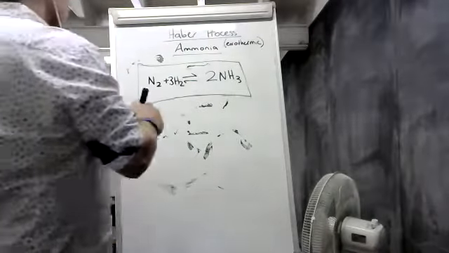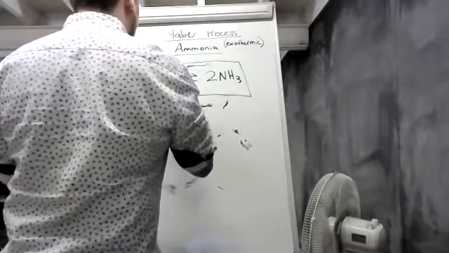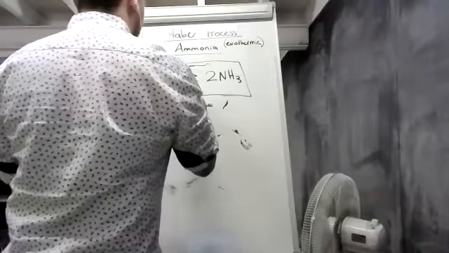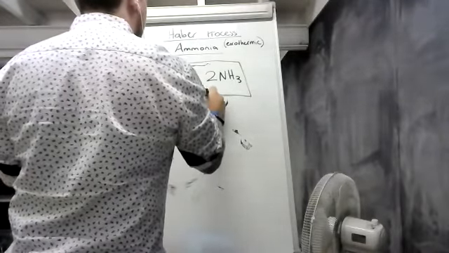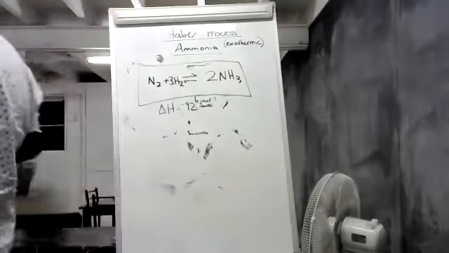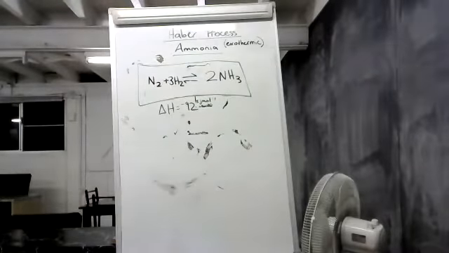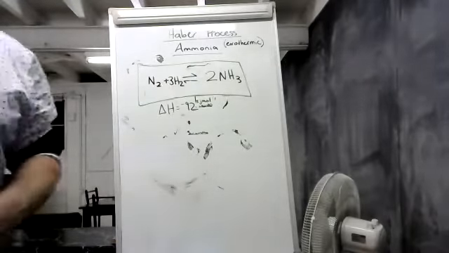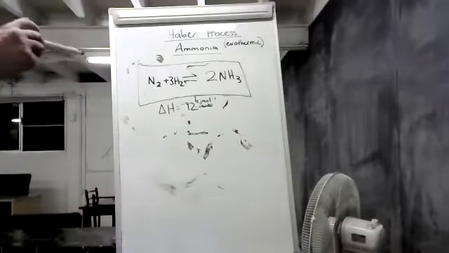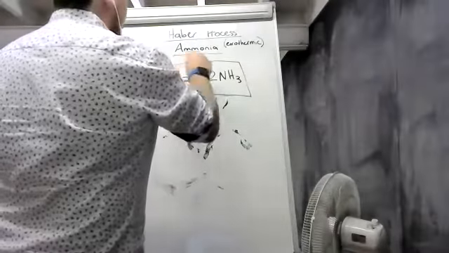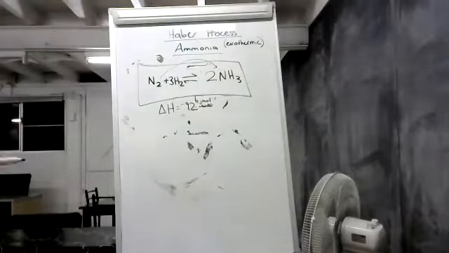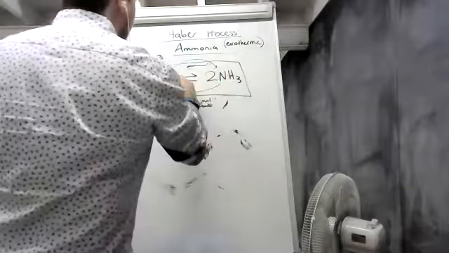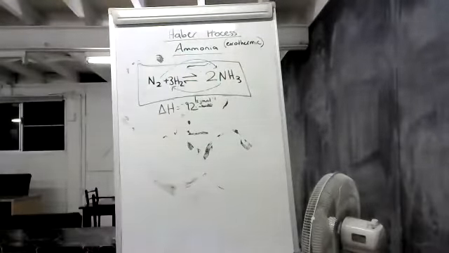So we have a change in heat. I think it's -92. So we know it's exothermic. Run over what that is. Every time the reaction goes forwards, it's releasing heat into the environment. Every time it goes backwards, it's absorbing heat.